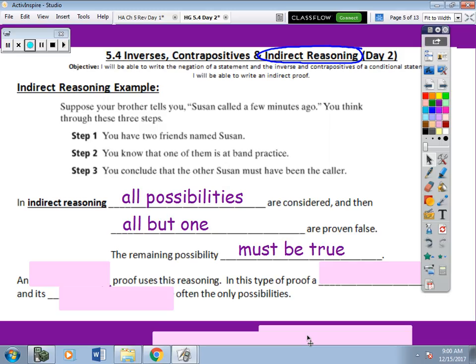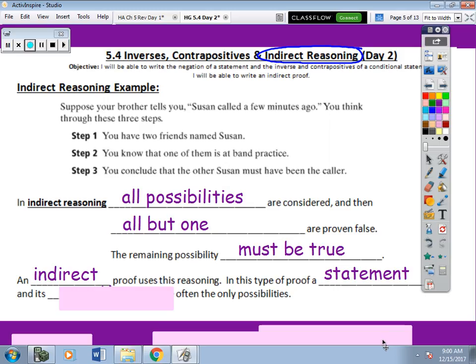So it's almost like a process of elimination a little bit. Consider all of them, and then you're going to eliminate the choices that couldn't happen. And so then you're left with what has to be true. So an indirect proof uses this reasoning. In this type of proof, a statement and its negation, which remember yesterday has the opposite truth value, are often the only possibilities.